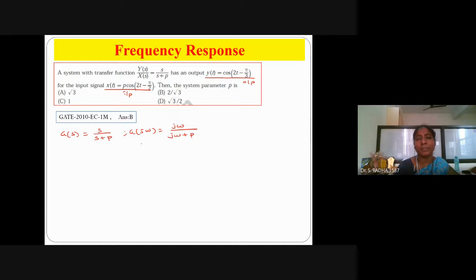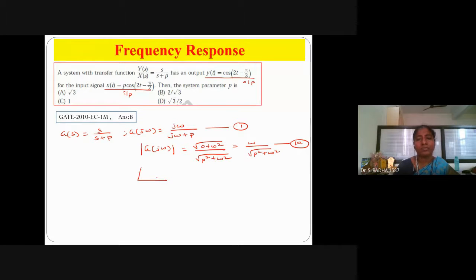Now in the first step I will calculate the magnitude. Numerator is square root of 0 plus omega square. Denominator is square root of p square plus omega square. It is omega by square root of p square plus omega square. This is the magnitude, equation 1a. This is equation 1. Okay.